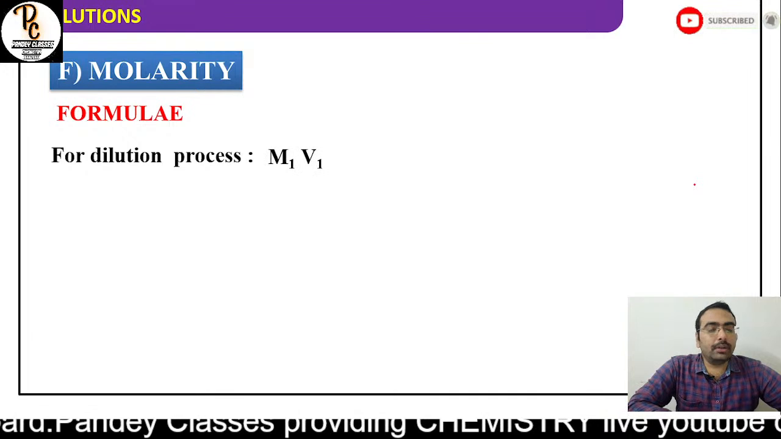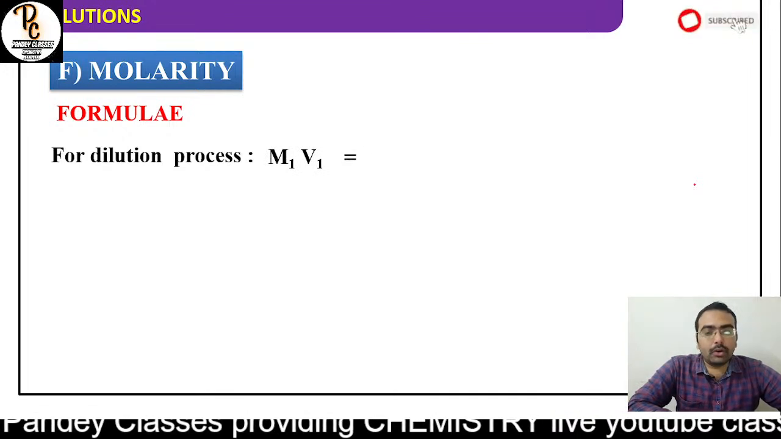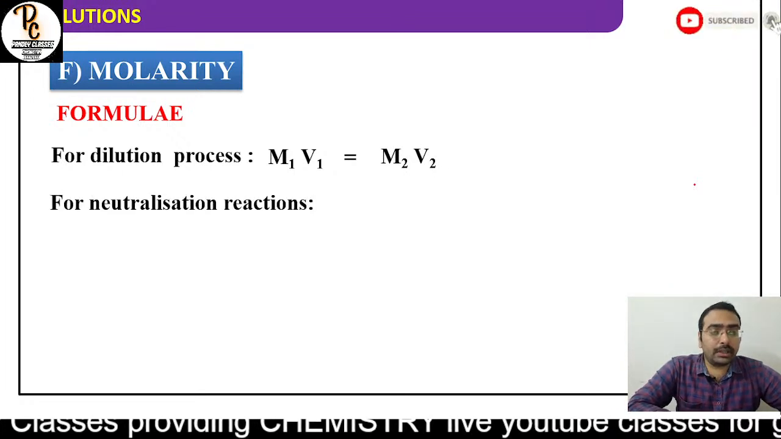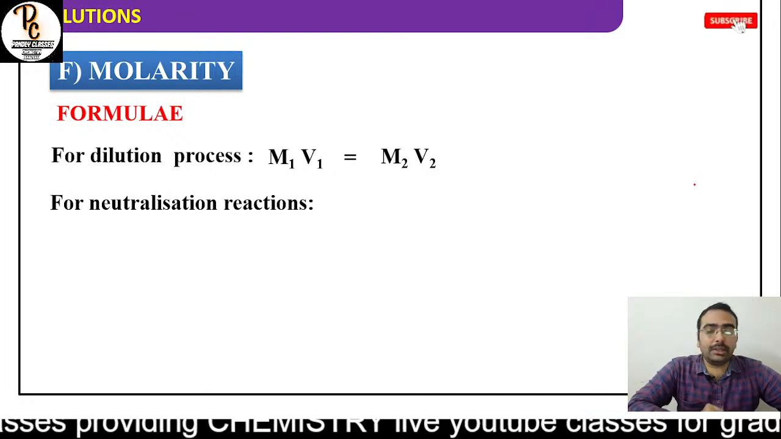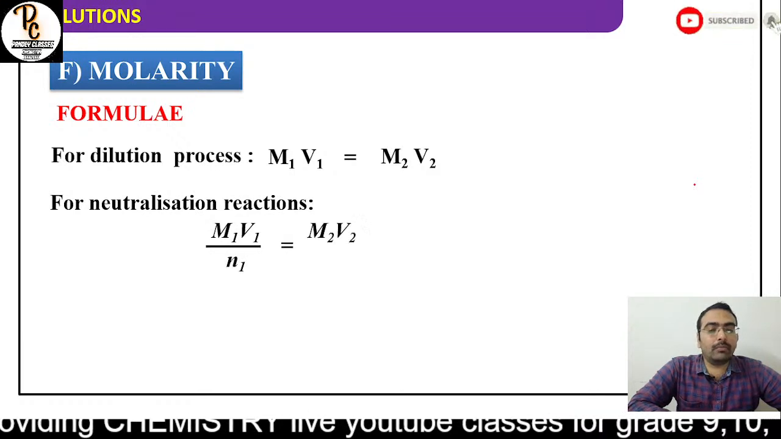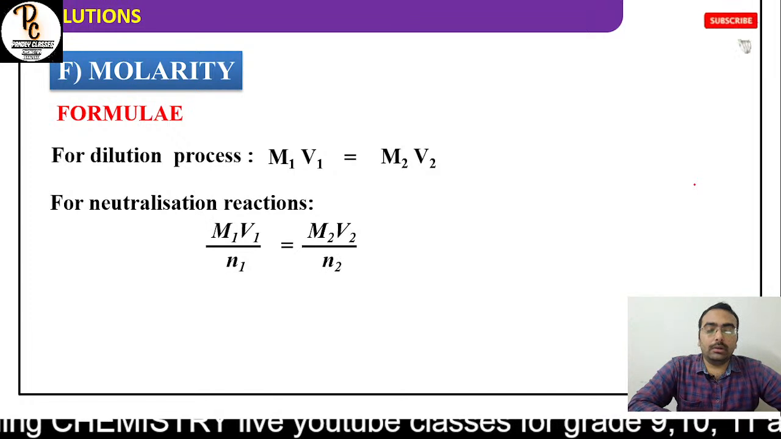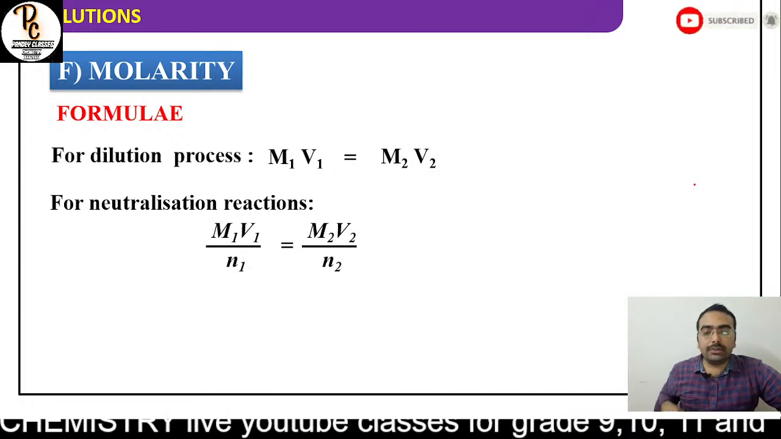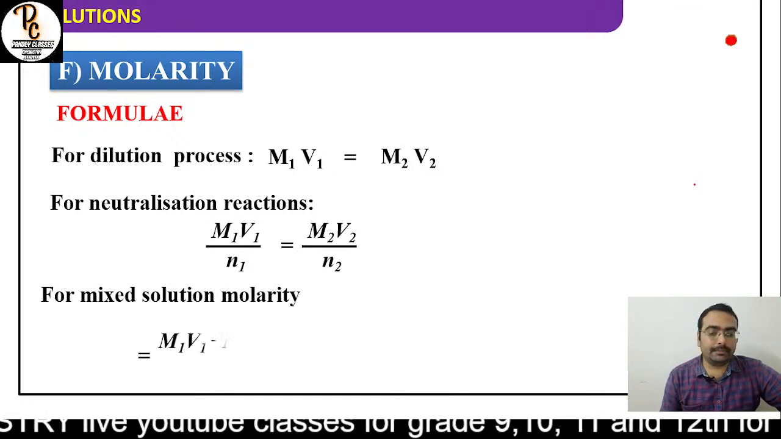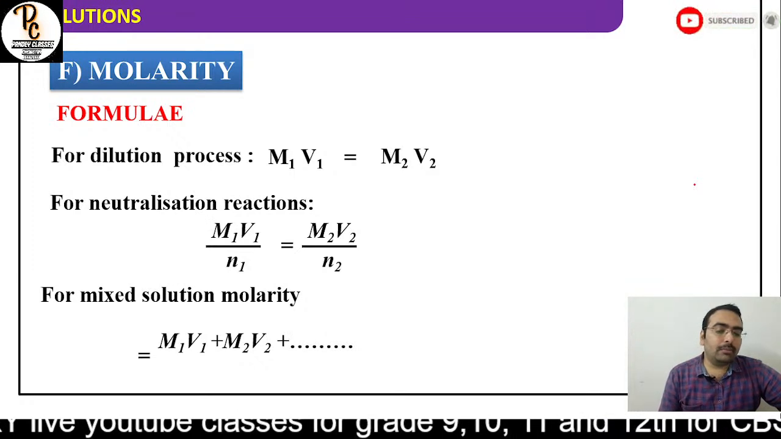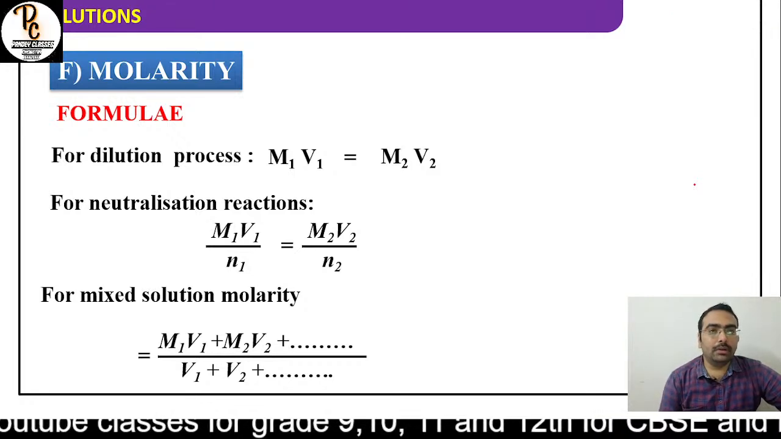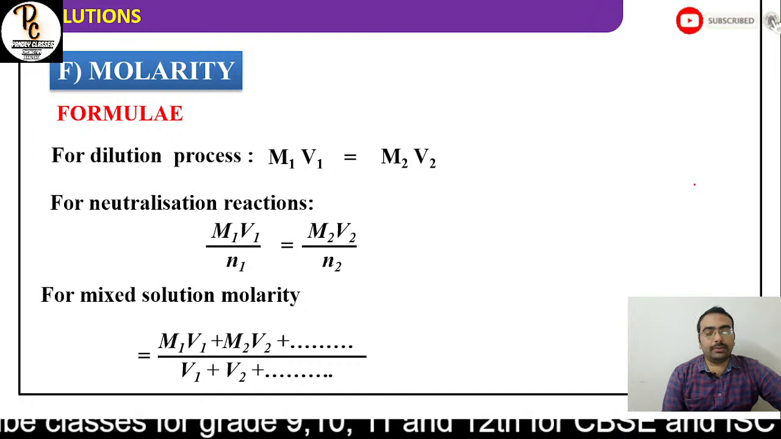For the dilution process, what we do, we use this formula. In this formula, we call it as the molarity formula. M1V1 equals to M2V2. बहुत important है, especially JEE and NEET के लिए. For neutralization reaction, what we do, M1V1 upon N1 equals to M2V2 upon N2. Okay, so this is for the neutralization process. For mixed solution, we sum M1V1 plus M2V2, divided by V1 plus V2 plus and so on. Okay, this is one another process.